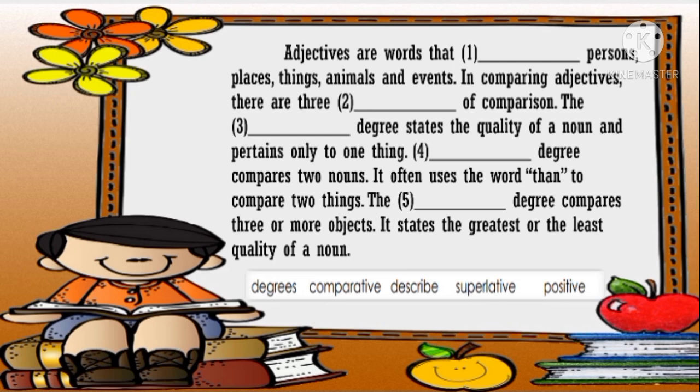Adjectives are words that blank persons, places, things, animals, and events. In comparing adjectives, there are 3 blank of comparison. The blank degree states the quality of a noun and pertains only to one thing. Blank degree compares 2 nouns. It often uses the word than to compare 2 things. The blank degree compares 3 or more objects. It states the greatest or the least quality of noun.